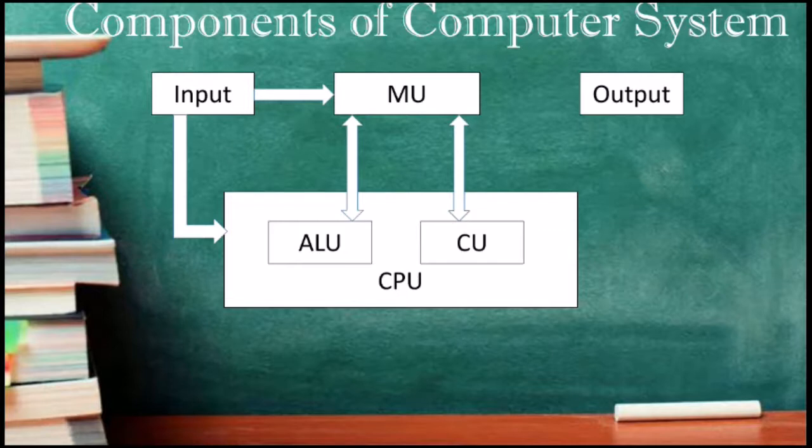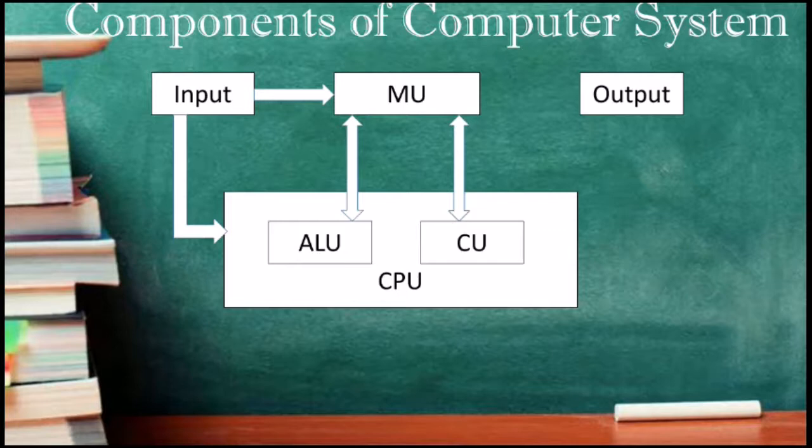Next one is control unit. Control unit decides the sequence of operations to be performed. It coordinates the flow and execution of data. It does not perform any processing task but controls all the units of the system.